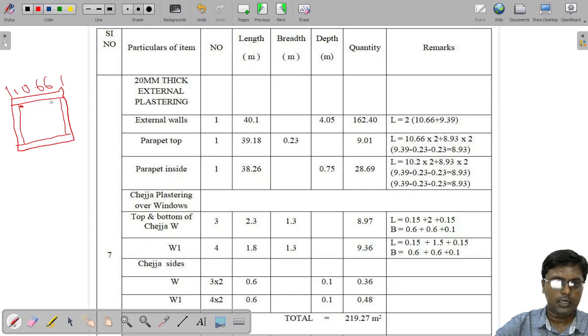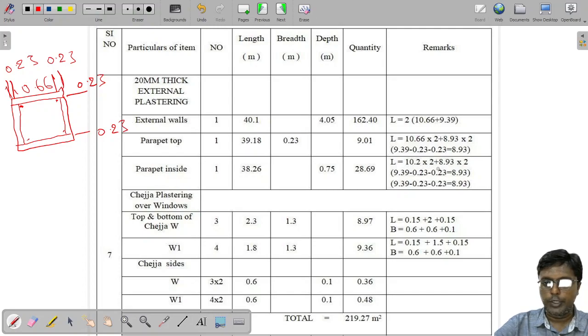Where we have to do only the inside we have to do. From here we have to start, here we have to end. Start, end. Only this much is enough. So it is just deduct this depth, which is nothing but 0.23. So minus 0.23, minus 0.23. Same case this side, because we are doing internal. Minus 0.23, minus 0.23. Which becomes 10.2 into 2 plus 8.93 into 2. So the answer becomes 38.26.